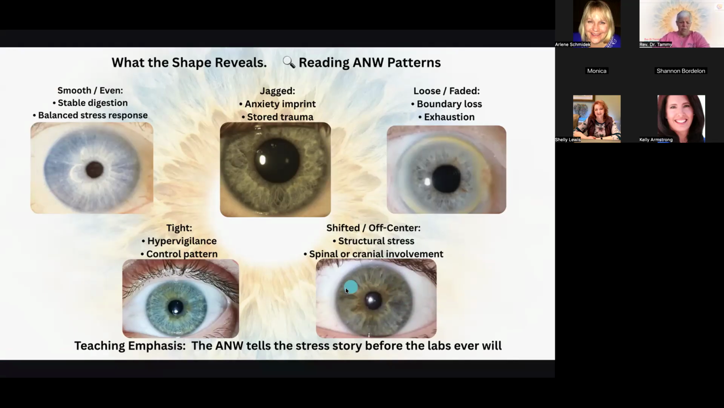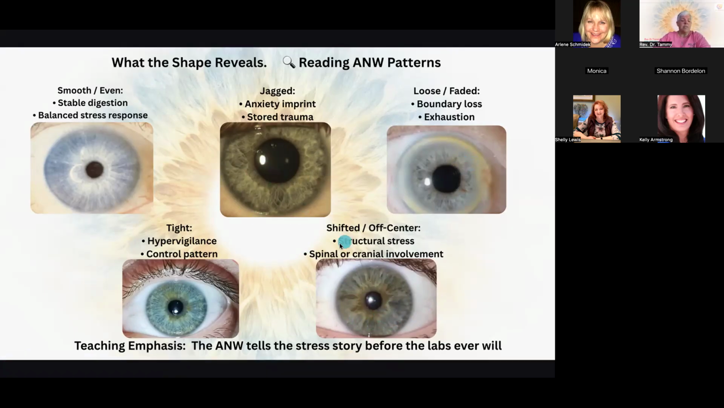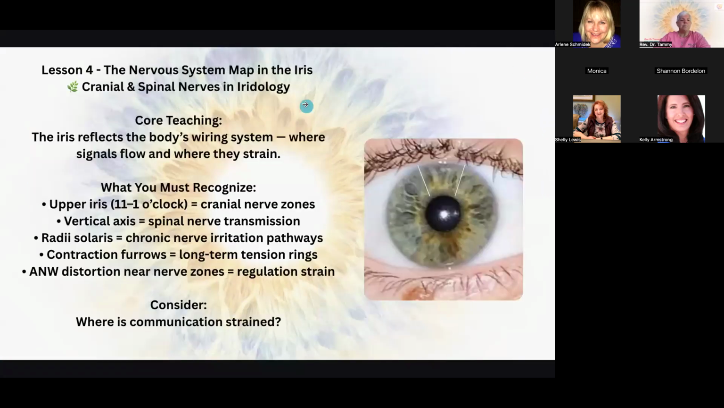So if somebody walks into your practice or whatever, and you've got an eye like this, I guarantee you their labs are going to reflect what's going on. Same with this person. Kind of same with this one as well. These three have a lot going on here. These other two are not so bad.